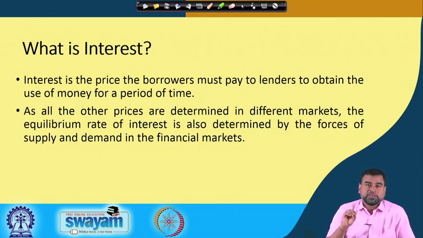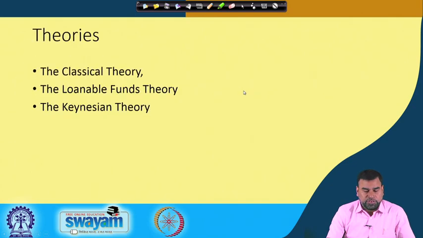In this context, there are broadly three prominent theories, which all of you might be aware of. These are answered by the classical theorists. You have the Loanable Fund theory, then you have the Keynesian theory. These are the bigger, prominent theories which try to answer how the level of interest rate is determined in the market, or the financial market in particular.